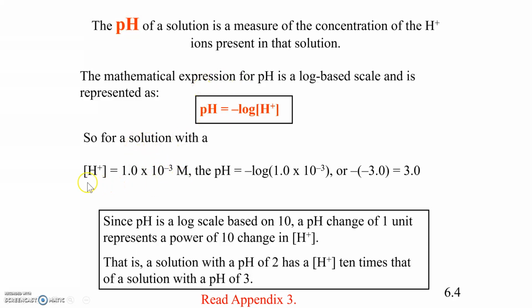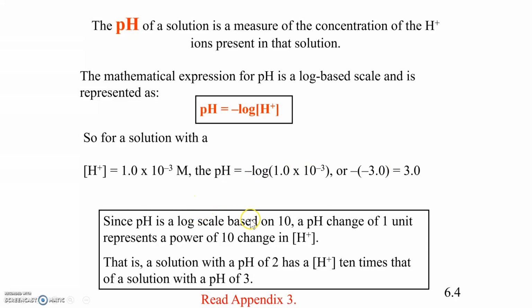So an example here, if your H plus, your hydrogen ion concentration is 1.0 times 10 to the minus 3 molar, your pH is going to be equal to your negative log of the 1.0 times 10 to the minus 3, or it's going to be equal to 3. So your pH of that solution would be 3.